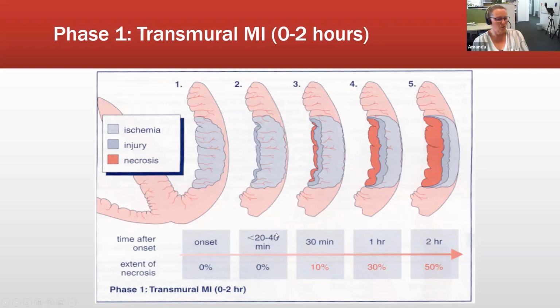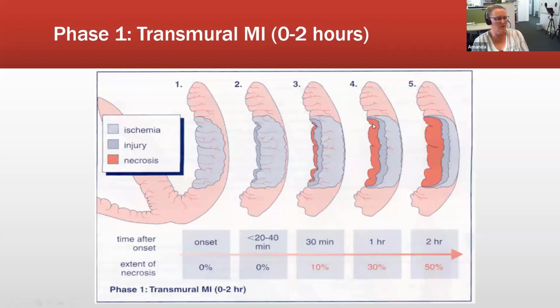So that's 20 to 40 minutes, ischemia, so lack of oxygen, starts becoming injury. And after 30 minutes, you're looking at the beginning of necrosis, and that's the cell death. So that's not coming back. That's now dead tissue. After an hour, 30% of that wall of the heart is now in necrosis.